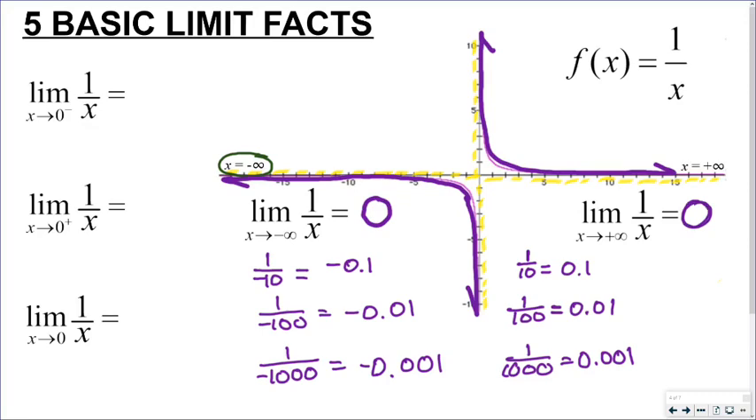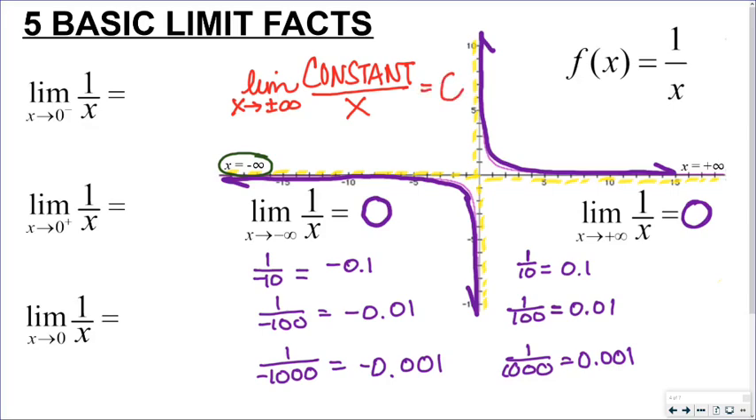So from these two limits, I want to make a generalization. I'm going to draw the conclusion that the limit as x approaches positive or negative infinity of a constant, in this case our constant was 1, over x, if I divide a constant by an infinitely large number, I'm going to get 0.